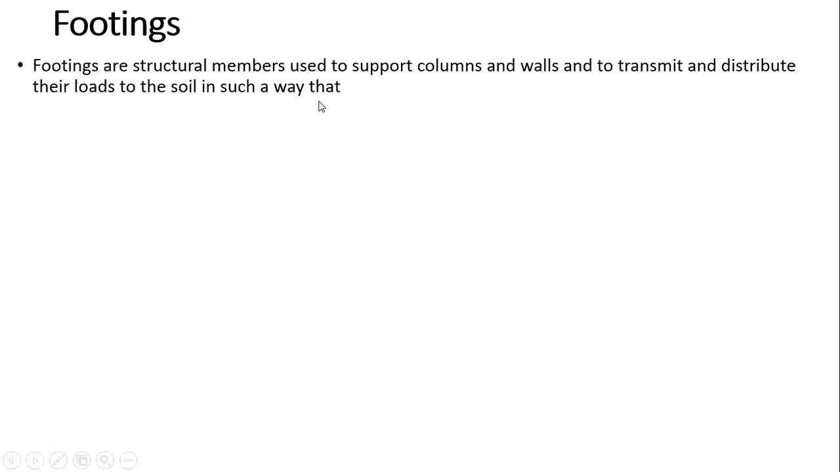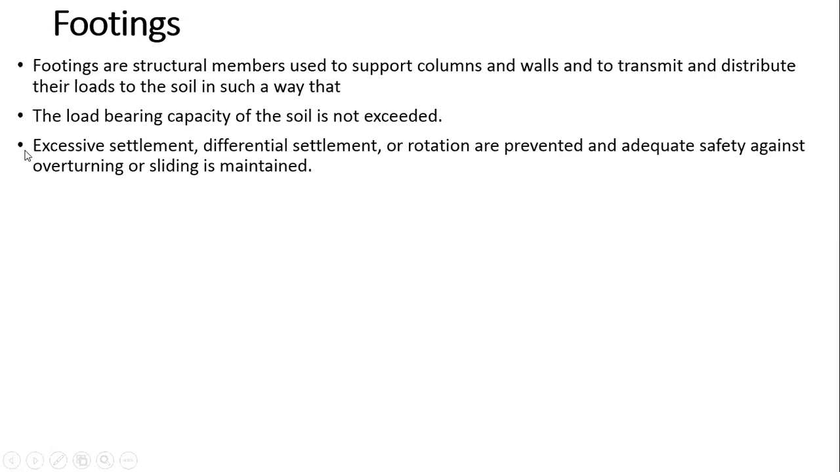Okay, but the condition is that the bearing capacity of the soil is not exceeded. Bearing capacity means the load supporting power of the soil is not exceeded. That is, the footing does not settle into the ground. And the second point is excessive settlement, differential settlement, and rotation of the footing are prevented and adequate safety against overturning or sliding is maintained. So basically we have two functions.